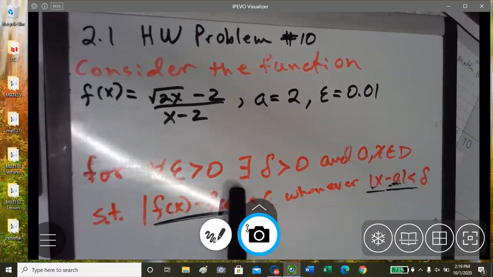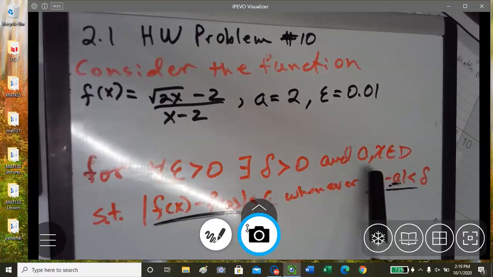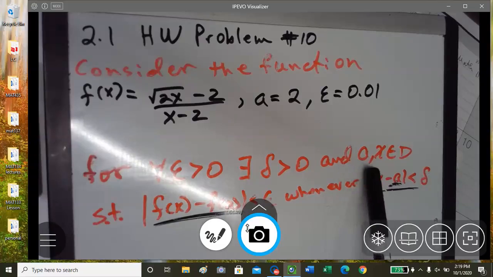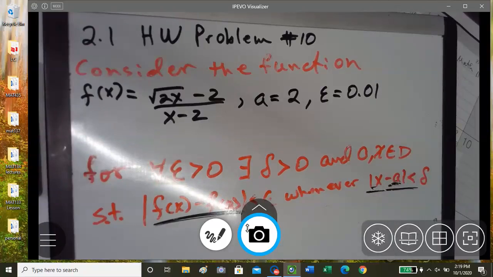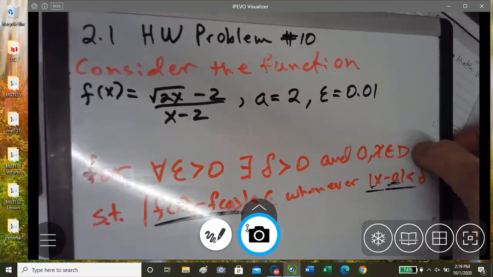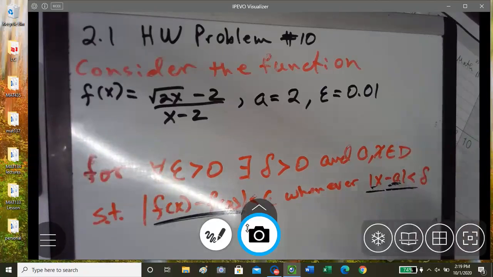For all epsilon greater than 0, there exists a delta greater than 0, and a and x are elements of our domain. Later on, you can use domain, or sometimes we can use all real numbers, but right now we're using domain, such that the absolute value of f of x minus f of a is less than epsilon whenever the absolute value of x minus a is less than delta. So we're trying to find our delta here.